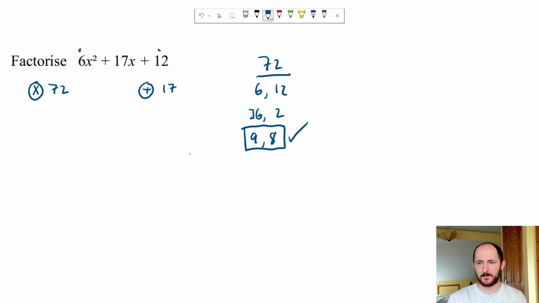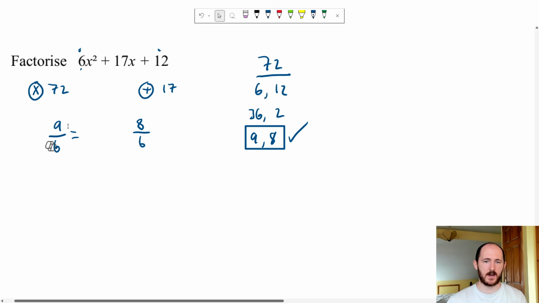So there you go. So again, we write those numbers on top of 6. So we have 9 over 6, and we have 8 over 6. And again, simplify the fractions if you can. So we can divide the first fraction, top and bottom, by 3, which gives us 3 over 2. Divide the second fraction, top and bottom, by 2, which gives us 4 over 3.